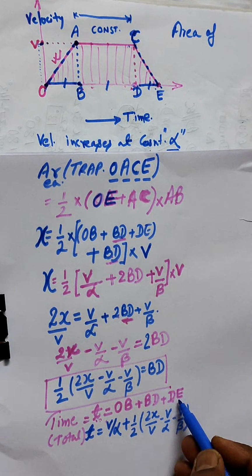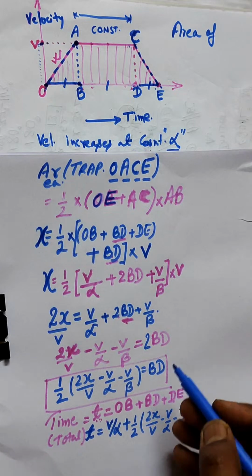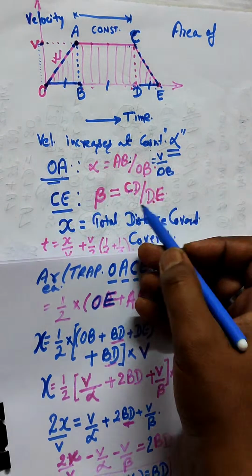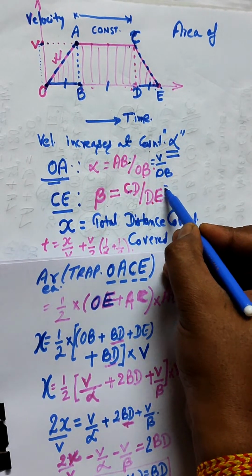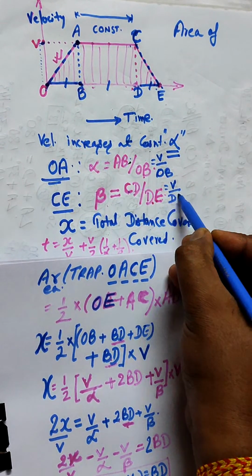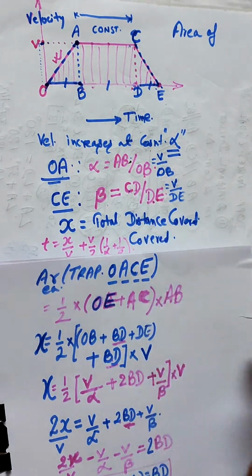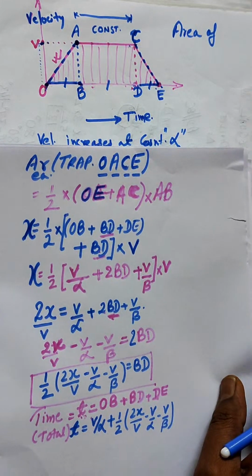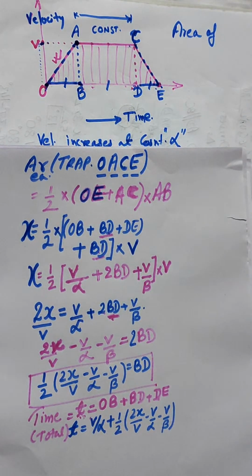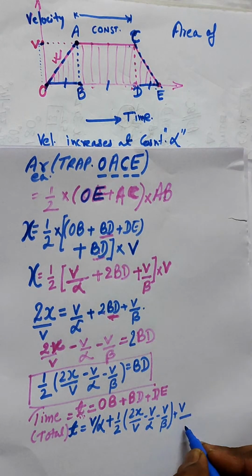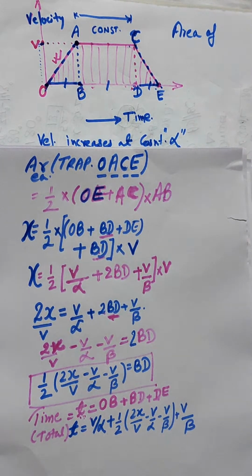And the value of DE. The value of DE, as we have calculated, is V by beta. Here from here, CD is V. So beta is V by DE. So DE is V by beta. Okay. So it will be coming as V by beta, right? So we have almost arrived at our answer.